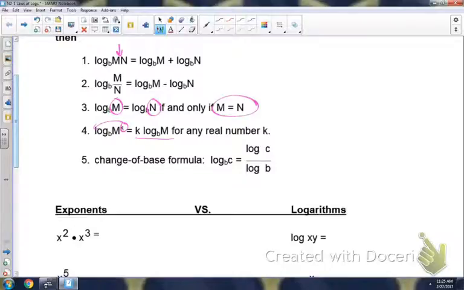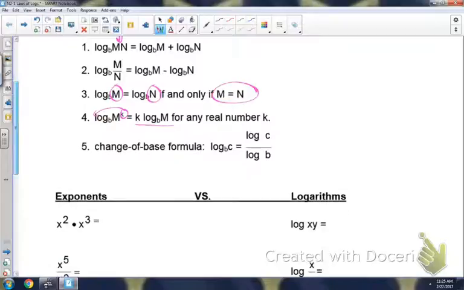And then law 5 is the change of base formula. Remember we talked about last unit. You can only type in a common log or natural log on the calculator because it has a base 10. So there's a formula that you can use to change it to base 10 and evaluate it on the calculator. So you would take log of c divided by log of b.